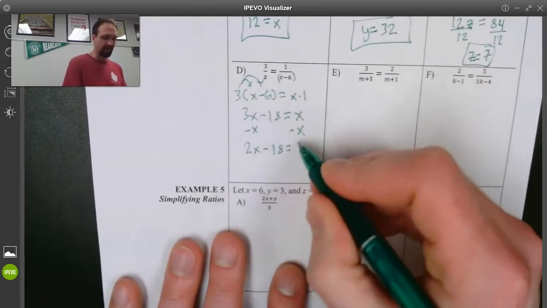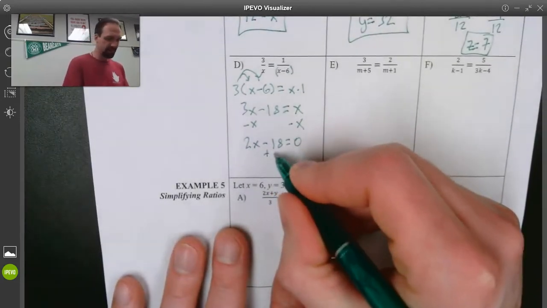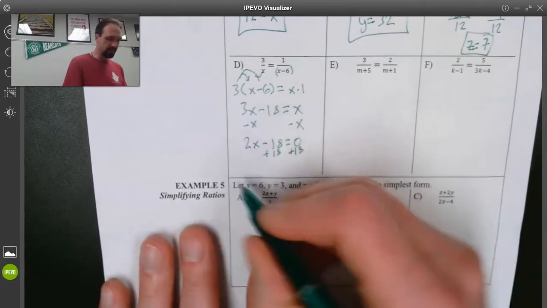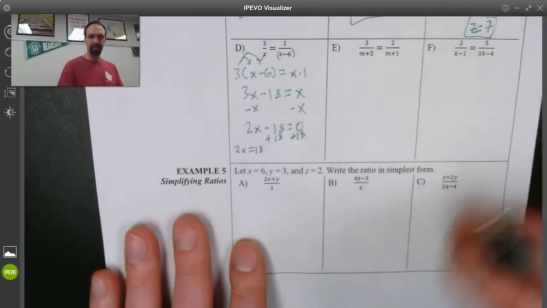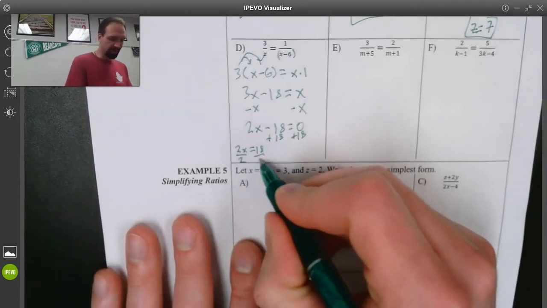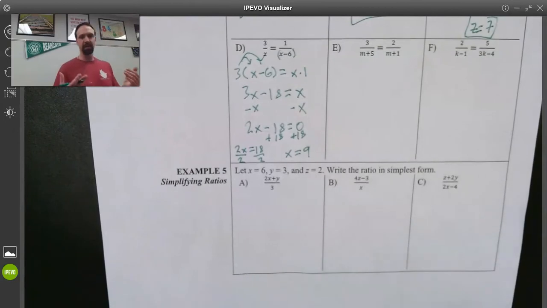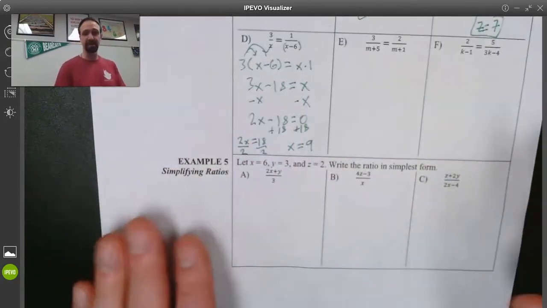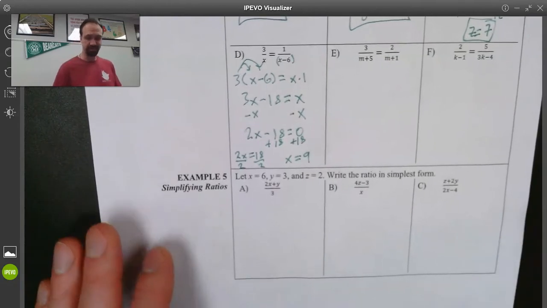And then a lot of students get stuck on what to do here. Well, x minus x, you're left with nothing, so I'll just leave it as 0. Add 18 on both sides. You get 2x equals 18. I am running out of room. Divide by 2 on both sides, and you get x equals 9. You can always plug in or substitute these values back in to see if you get a true equation. It's a good way to check to make sure they're done right.